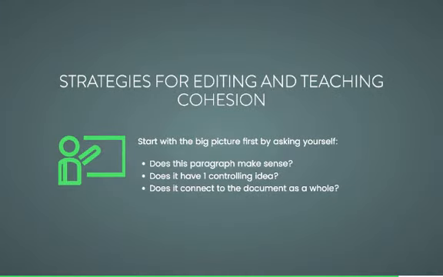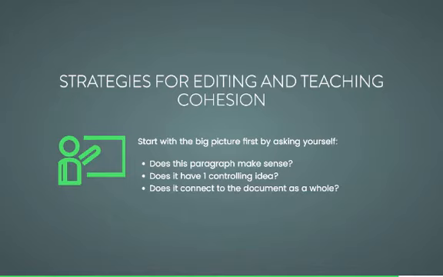Before we close up this video, I want to quickly talk about strategies for editing and teaching cohesion. So if you find yourself teaching students or giving feedback to students about their writing and how to create cohesion in their writing, really the thing that I want to hammer home is this idea of big picture first, right? So it doesn't make sense to take a 5-page document and just start labeling things A, B, B, C, B, C, C, D, right? That would be crazy for you to do as an editor, and that would be crazy for you to teach your students to do as writers.